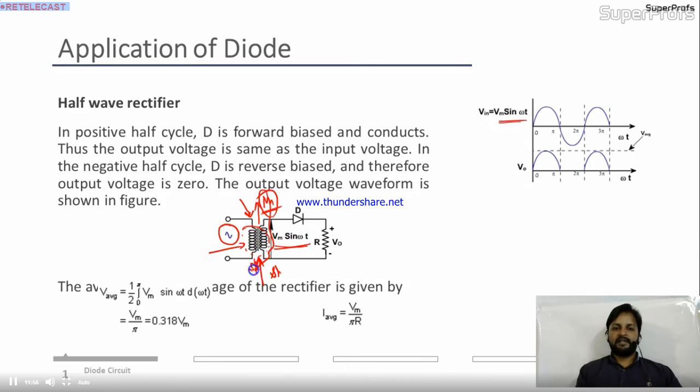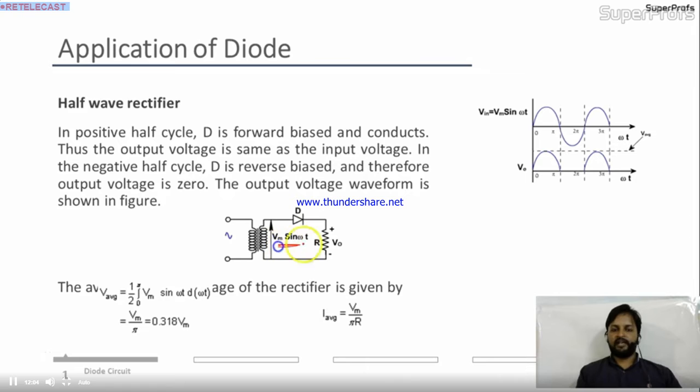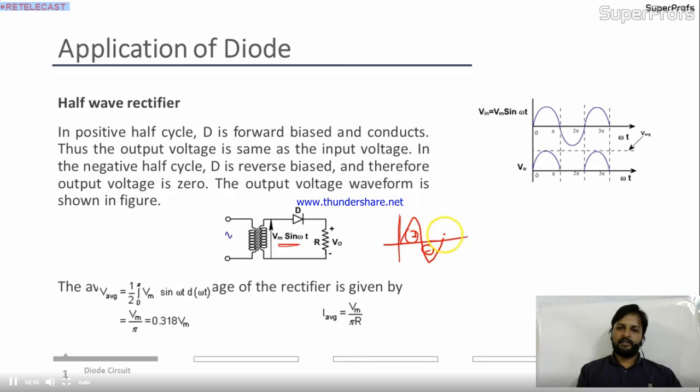So this is not part of our study. The part of our study is only this. The input you applied is over here, Vm sin omega t. Now what will happen? See, in the positive half cycle, this is your input wave, suppose, positive and negative. The time period is given 2 pi.